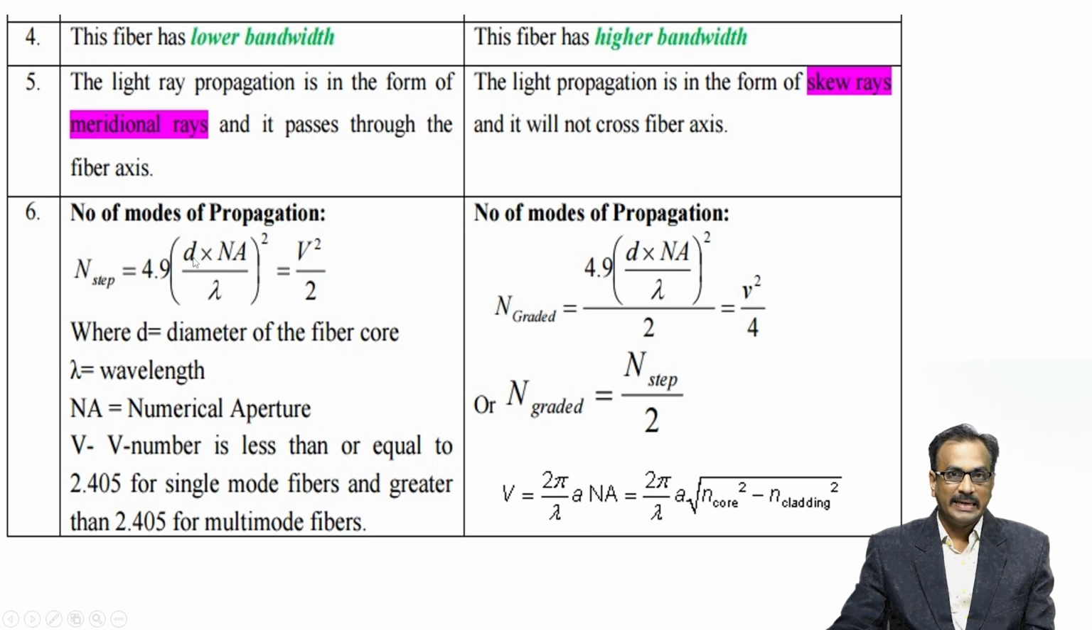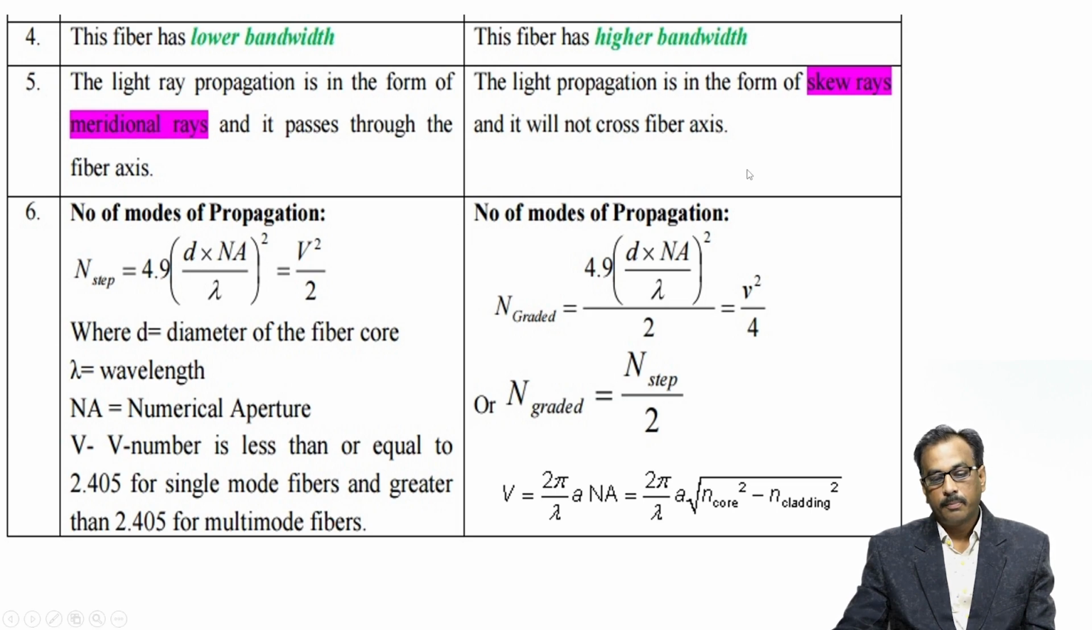And d is the diameter of the core, NA is the numerical aperture of the optical fiber, and lambda is the wavelength of light we transmit through the optical fiber. The V number value is less than 2.405 for single mode and greater than 2.405 for multimode optical fiber.